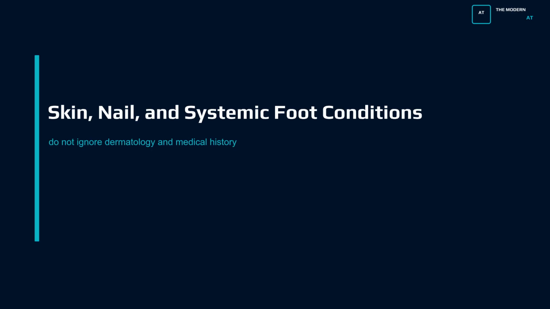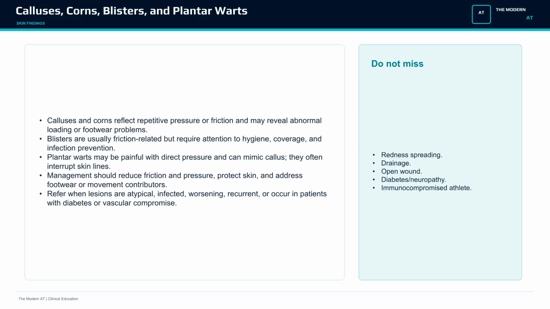Calluses and corns usually reflect repetitive pressure or friction. They can show where the athlete loads the foot and whether footwear contributes. For example, callus under a metatarsal head may support a story of focal forefoot overload, while a corn over a toe joint may suggest shoe conflict or toe deformity.